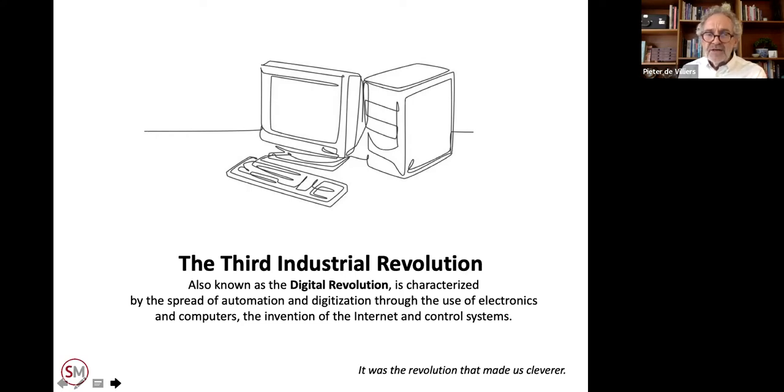This is also known as the digital revolution. It is characterized by the speed of automation and digitization through the use of electronics and computers, the invention of the internet and control systems. Let me explain. What we have done is we've built a computer. So computers could now run a payroll instead of 20 people who had to run the payroll on little cards that they wrote down.